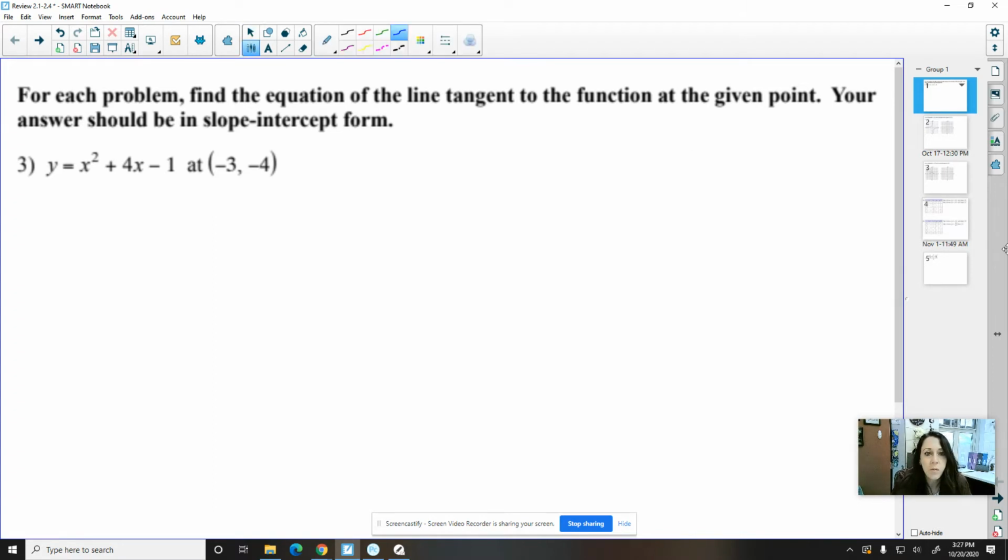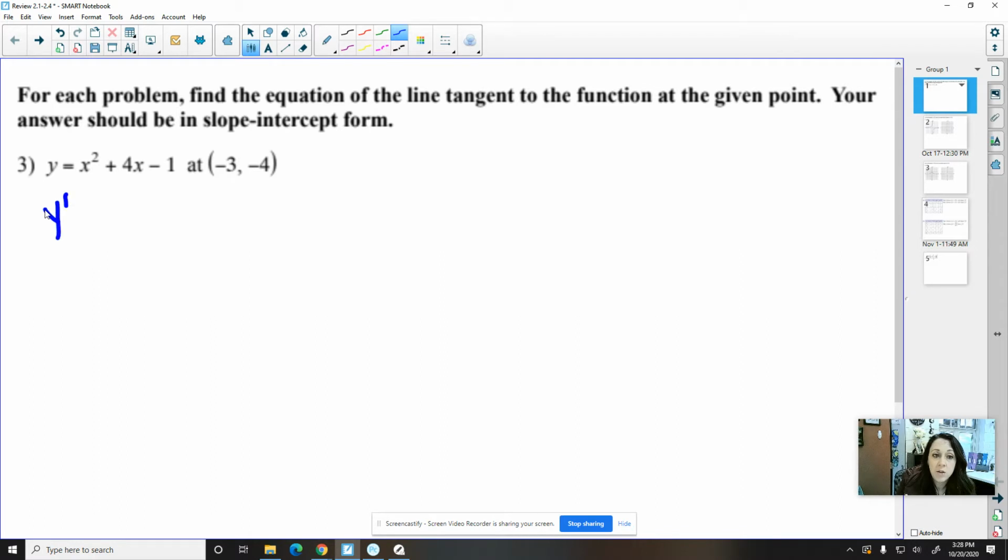So, number 3 says find the equation of the line tangent to the function at the given point. Your answer should be in slope-intercept form. We actually saw a question in the 2.4 lesson today that was similar to this. So really you just need to read this as, if I'm finding the equation of a tangent line, I need to first find the slope of the tangent line, which is done by using a derivative.